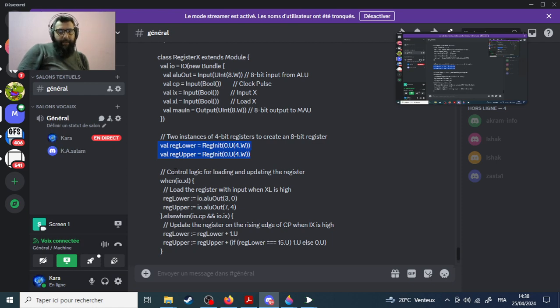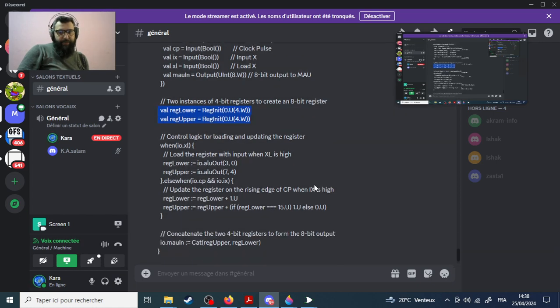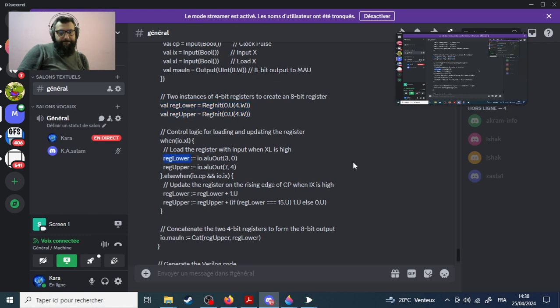Control logic for loading and updating the register: load the register with the input. It should be on one instruction. Where is the when? Okay. When load, you load this. Else, when increment. We don't need a clock. It's like the other; you don't need the clock to implement the counter.